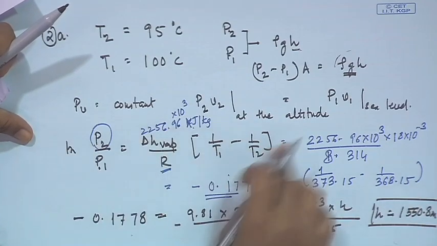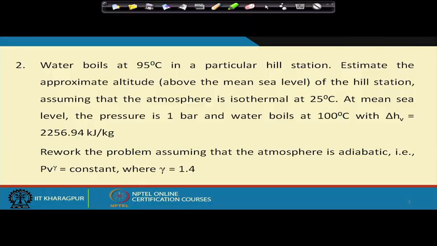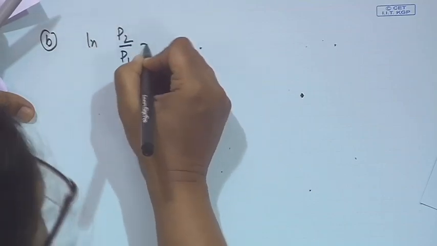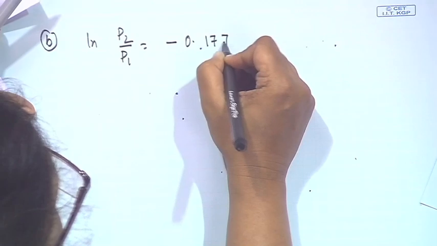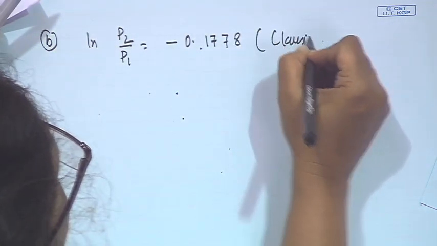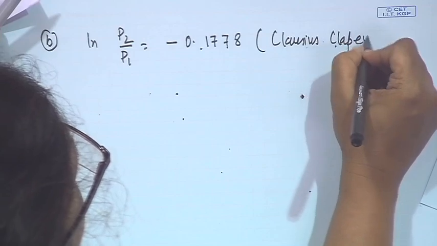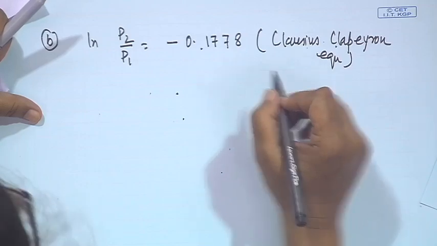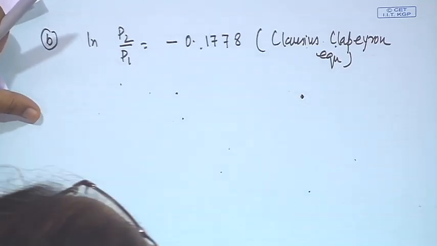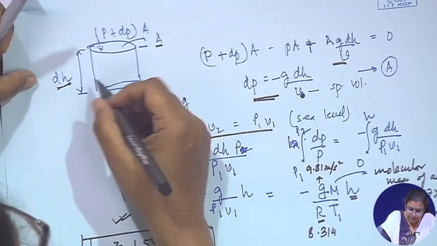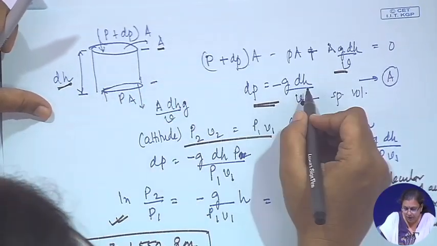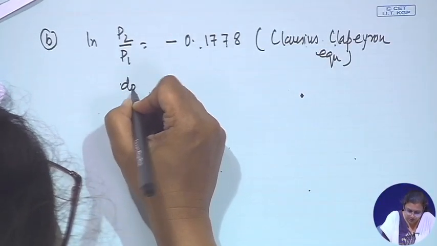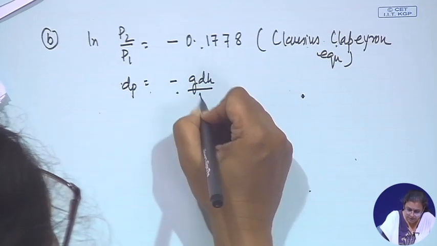So, for part B, definitely we can take up this particular portion, and we can write down for part B ln P2 by P1 equals to minus 0.1778. This we have obtained from the Clausius-Clapeyron equation, right. This we already know. Now, for the force balance, in the same way that we had done the force balance here, we can perform the force balance, same approach, and we get this equation as well. So, we write down this equation also. This equation is dP equals to minus G dH by V.